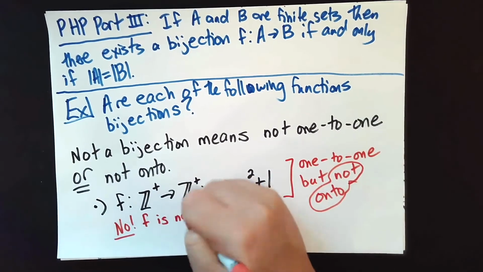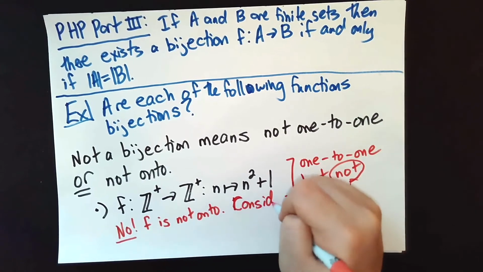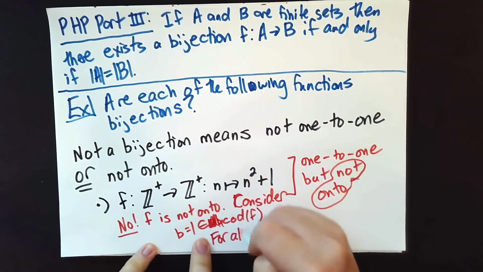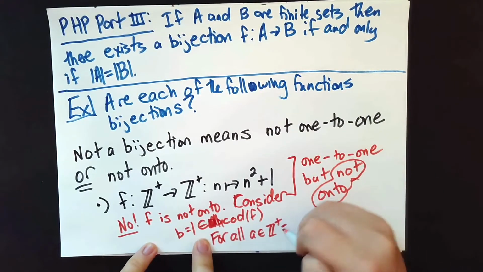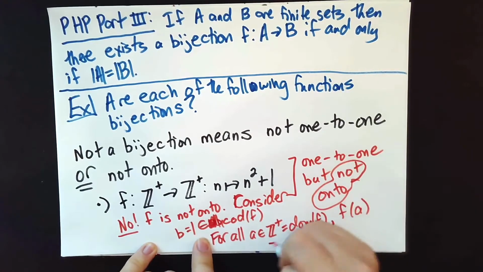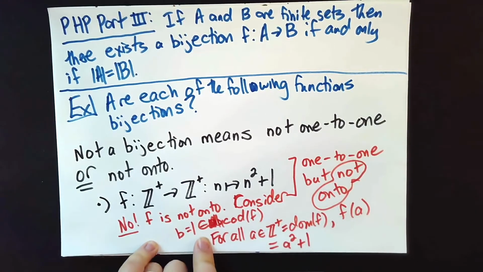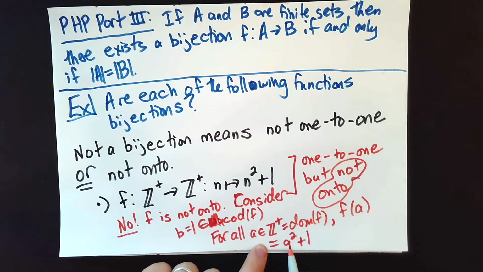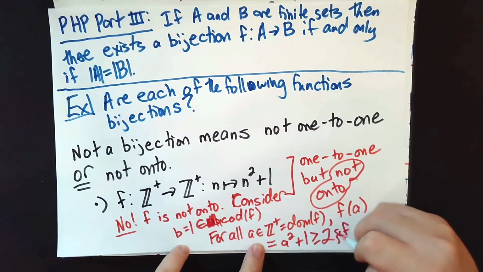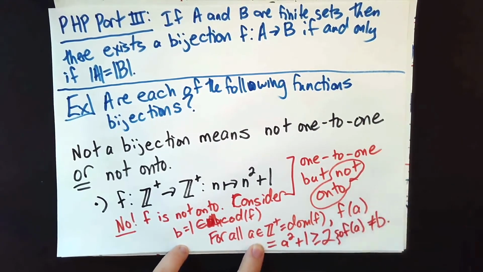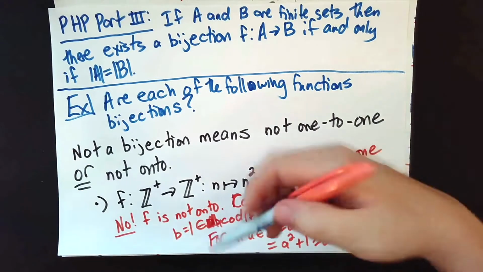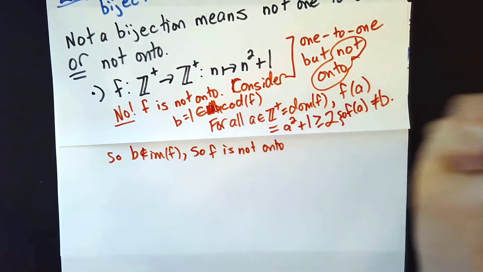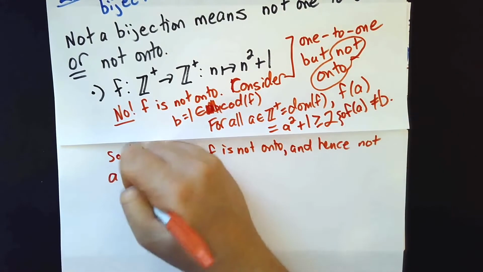So remember, to show that something is not onto, we're going to grab an element of the codomain. In this case, I will boringly choose 1. And then I will note that for all a in the domain, f of a, which is just a squared plus 1, well, the smallest a could be is 1. So the smallest a squared can be is 1. So this number is in fact always at least as big as 2. And so in particular, f of a is not b. And so what does that tell me? b's not in the image of f, and so f is not onto. And as soon as f is not onto, it's not a bijection.